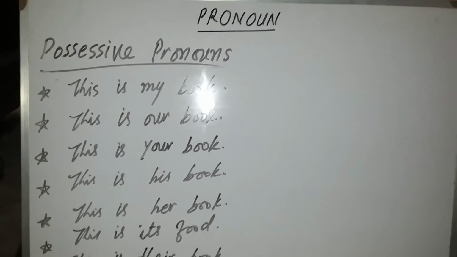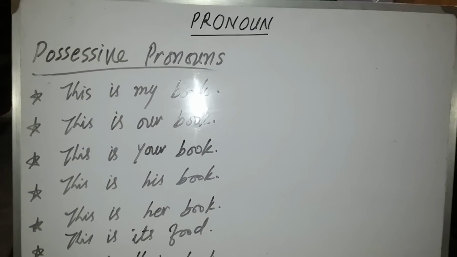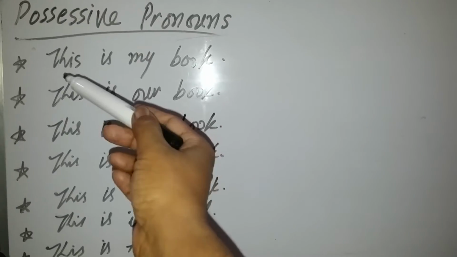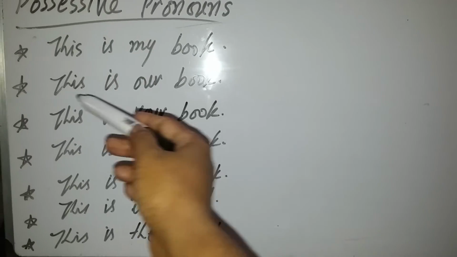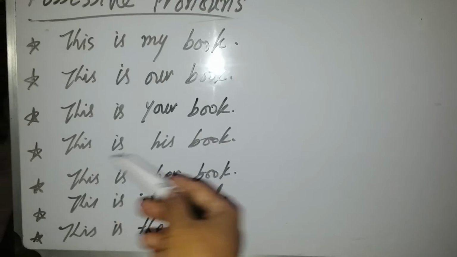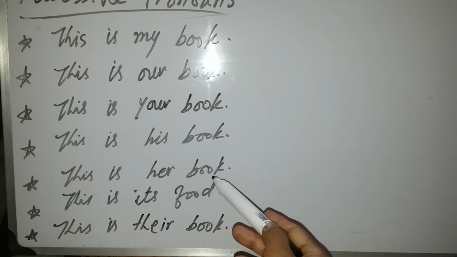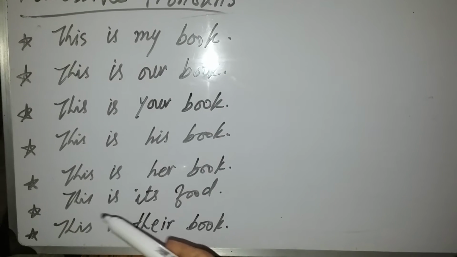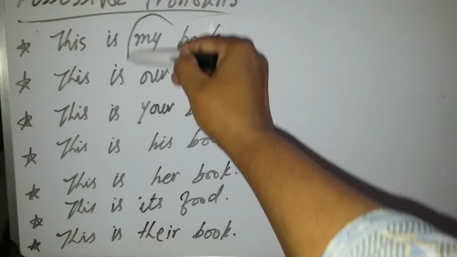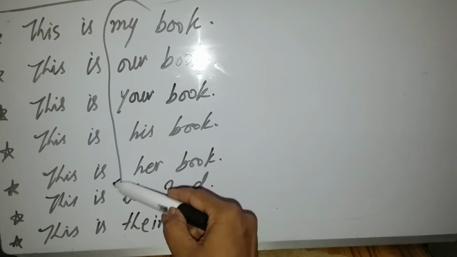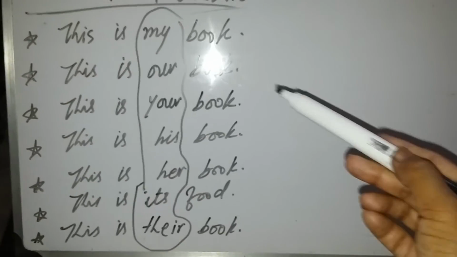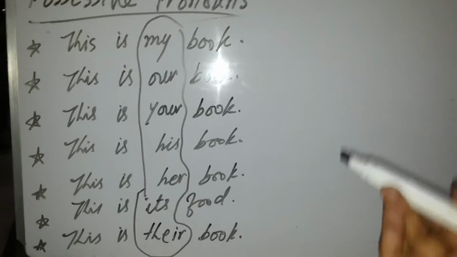These are the examples of possessive adjectives, how they are used in different types of sentences. Number one, this is my book. This is our book. This is your book, singular and plural. This is his book. This is her book. This is its book. This is its food. This is their book.